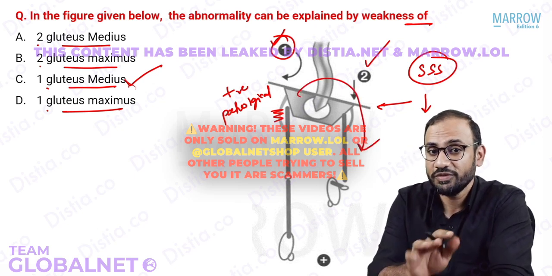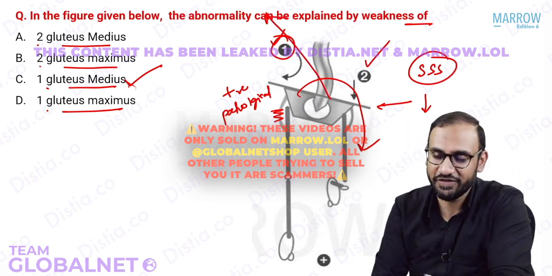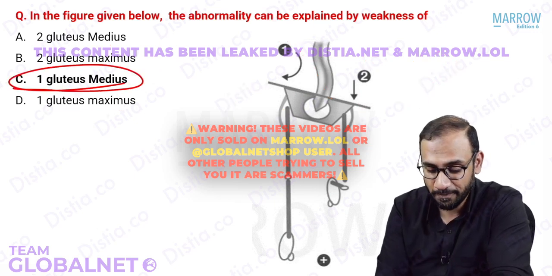Okay. Now, where will the patient lurch? Where will he lurch? He will lurch towards 1. He will lurch towards the pathological side. Okay, the sound side sinks. Please remember that.